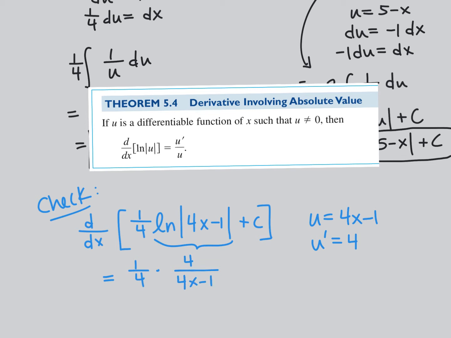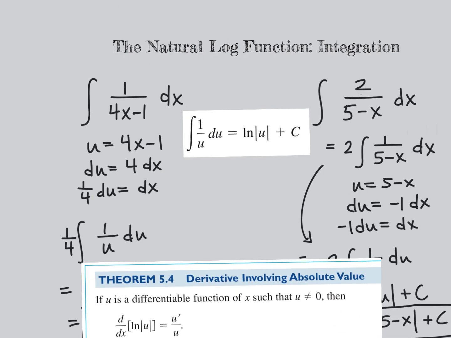And then plus c, the derivative of that is 0. When we take these two multiplied by each other, the 4's end up canceling top to bottom. So we're ending up with 1 over 4x minus 1, which was our initial integrand of our problem. So we did find the integral correctly here, and we checked our answer using differentiation.